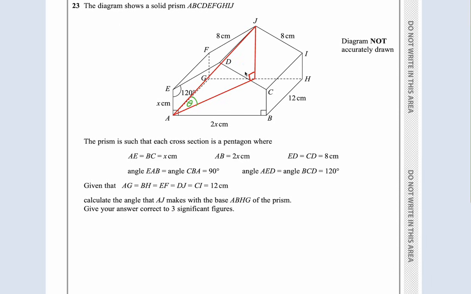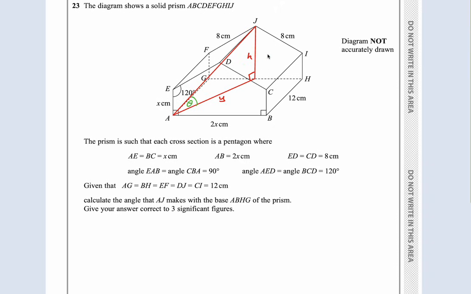To find that angle, I need 2 sides in this red triangle. The 2 probably obvious sides that I'm going to use are this one here, and this one here. Let's call this h for height, and let's just call this one y, some other letter. Now how are we going to find h or y?